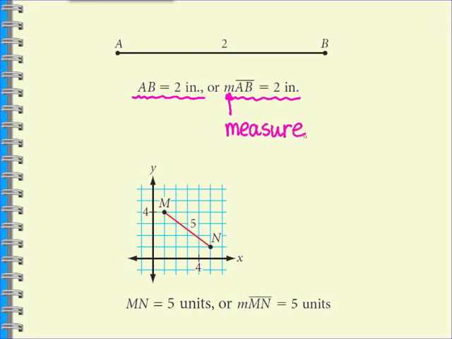Notice the difference between the two. AB without the symbol, you just say AB equals 2 inches. The measure of segment AB equals 2 inches. So notice here there is a symbol. So whenever you have the little m for measure, you need to have the symbol. So it's either simple or kind of complex. So down here, simple, mn is 5 units. Complex, whenever you see the m, you've also got to have the symbol. Okay?